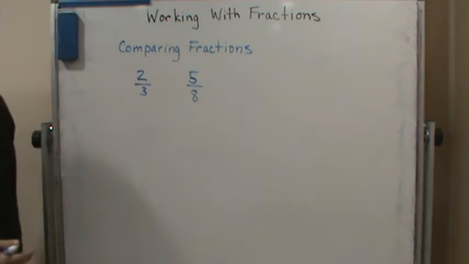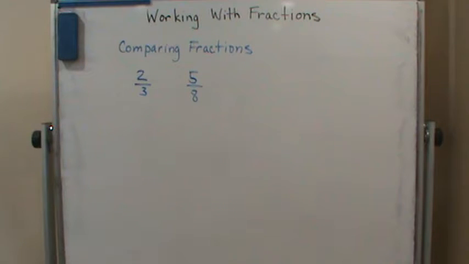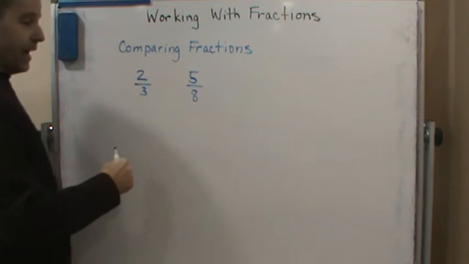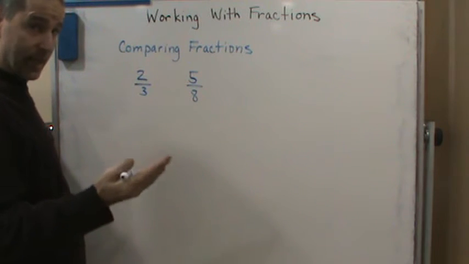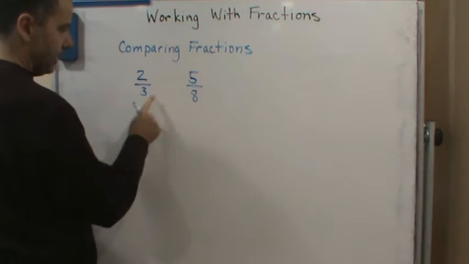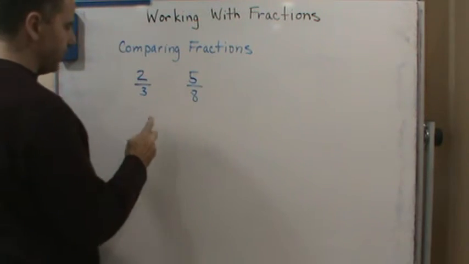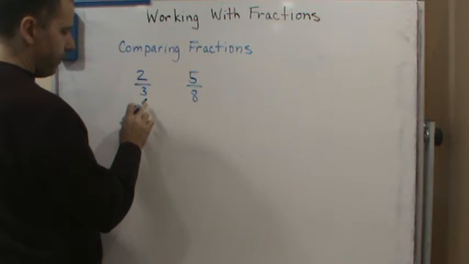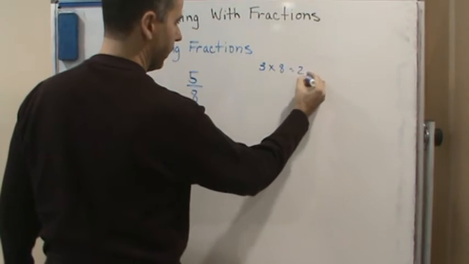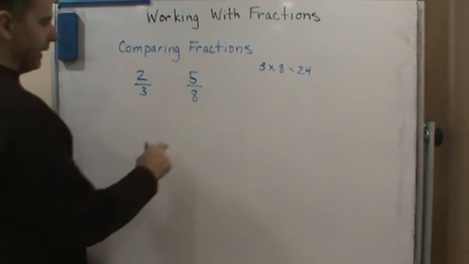So how do we do that? We're going to need to multiply. How do we get equivalent fractions? We need to find an equivalent fraction for this one and an equivalent fraction for this one, such that the equivalent fractions have the same denominator. One easy way to do that is to multiply the denominators together. If I multiply these, what do I get? Well, 3 times 8 equals 24. So that means I want 24.